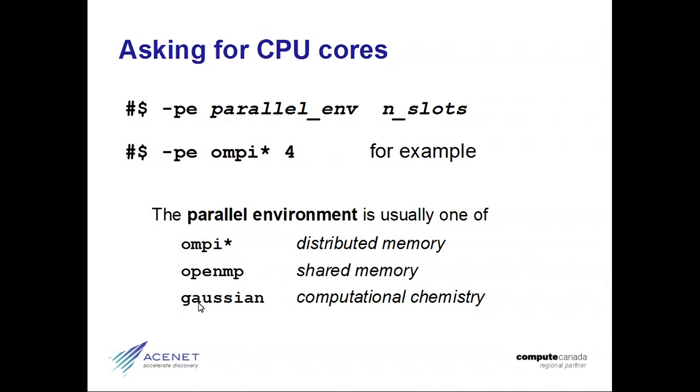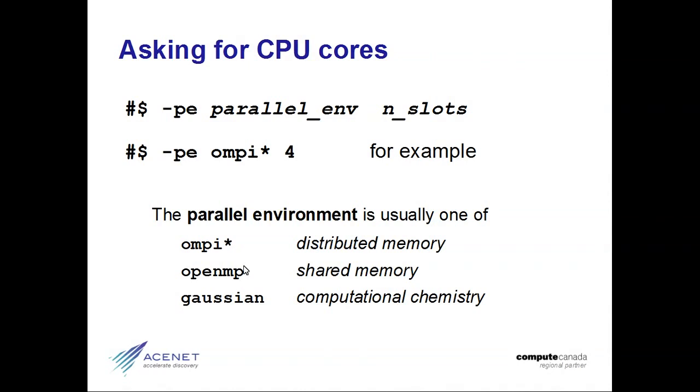The three most frequently used ones at ACENET are OMPI*, OpenMP, and Gaussian. OMPI* is for distributed memory parallel computing. That is to say, parallel computing with MPI. And if you don't know what that is, don't worry about it. If you do know what it is, this is the parallel environment you want.